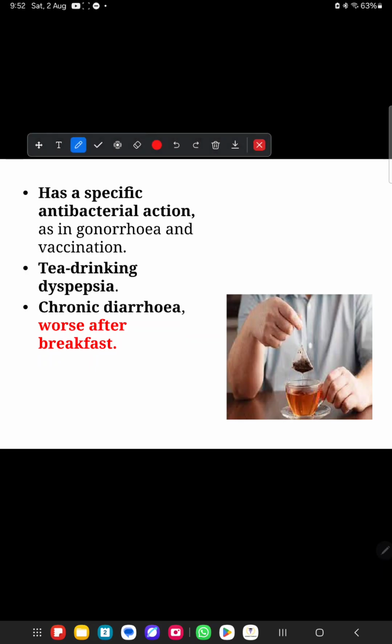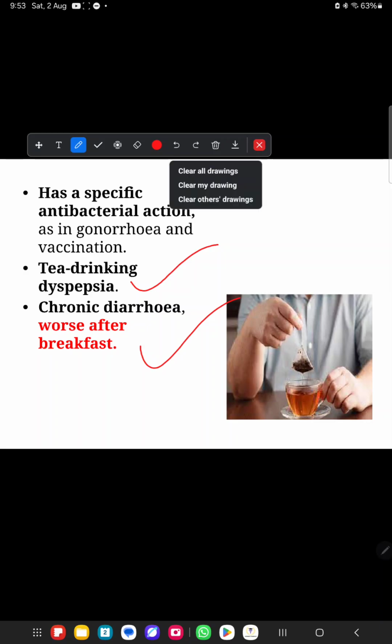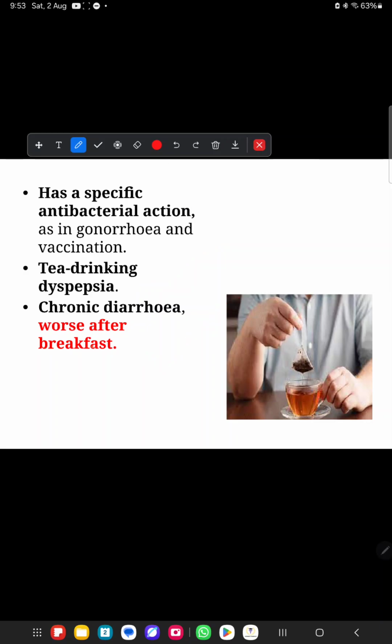Has a specific antibacterial action. As in gonorrhea and vaccination, I have already told, suppose the patient is coming to you and is suffering from CSOM and either gonorrhea or bad effects of vaccination is there, then we can think about this medicine. And we can also think of this medicine if there is dyspepsia after tea drinking and chronic diarrhea after breakfast, as I have already described. Okay, but here tea is mentioned.